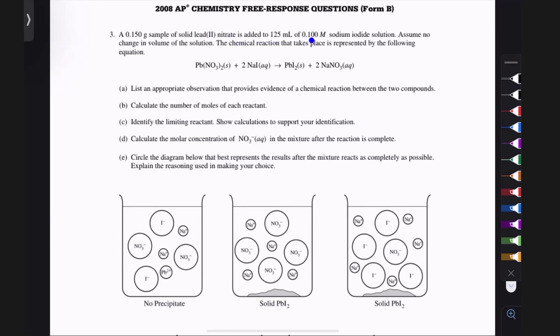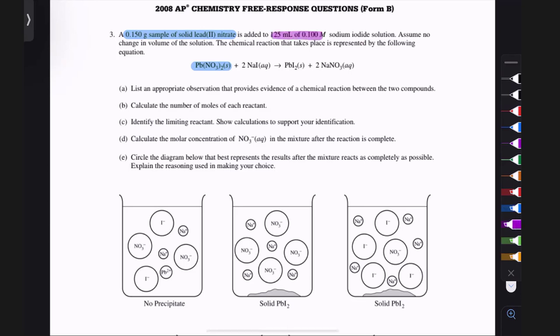milliliters of 0.1 molar sodium iodide solution. Assuming that there is no change in volume of the solution, the chemical reaction that does take place is represented by the following equation. Now here, one thing to note is that they're adding a solid gram sample of lead nitrate, which itself is soluble. It confuses some students at times because it says S. This does not mean that it is insoluble.